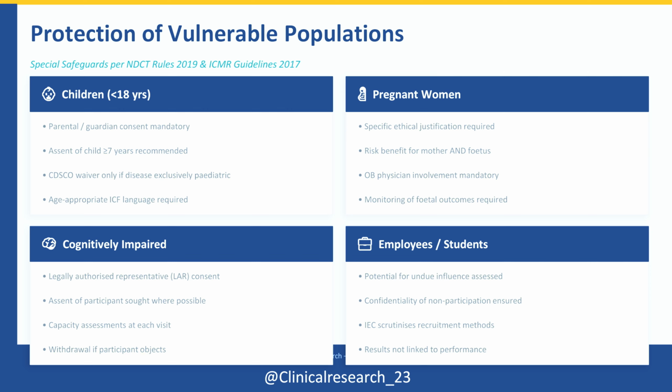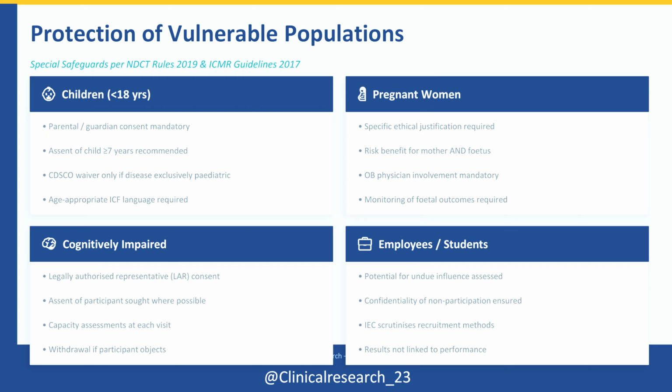For children aged 7 years and above, assent is recommended, recognizing their developing capacity to understand. Parental or guardian consent is mandatory to protect their interests. When working with children under 18, we must implement these safeguards rigorously.